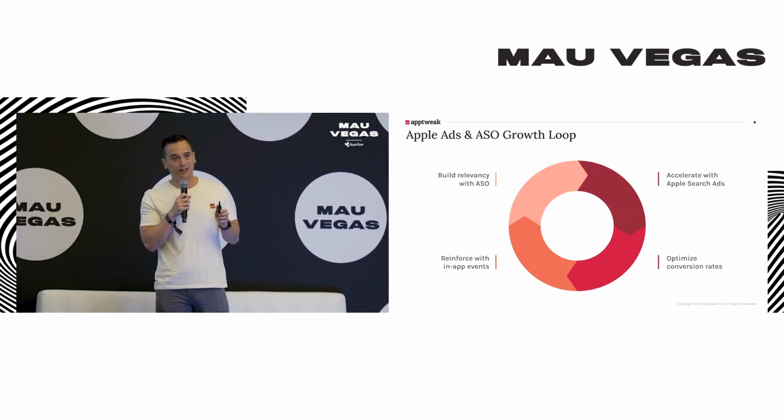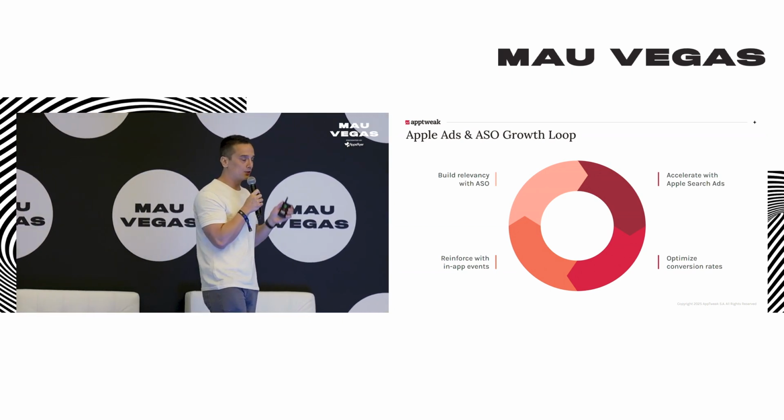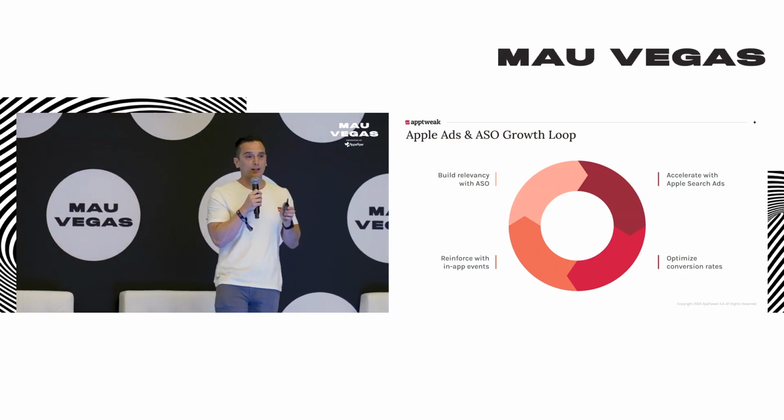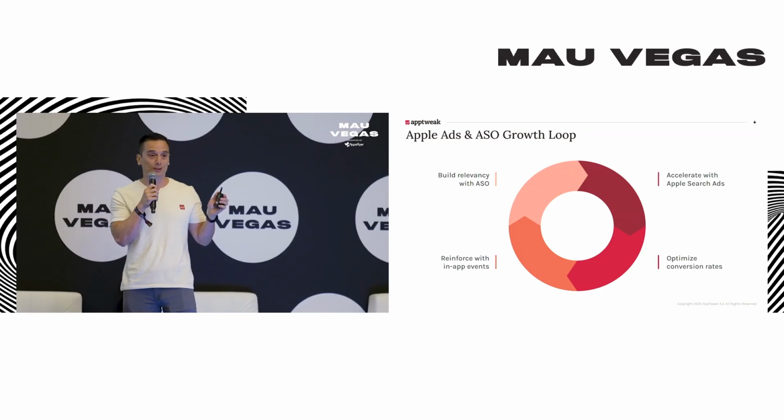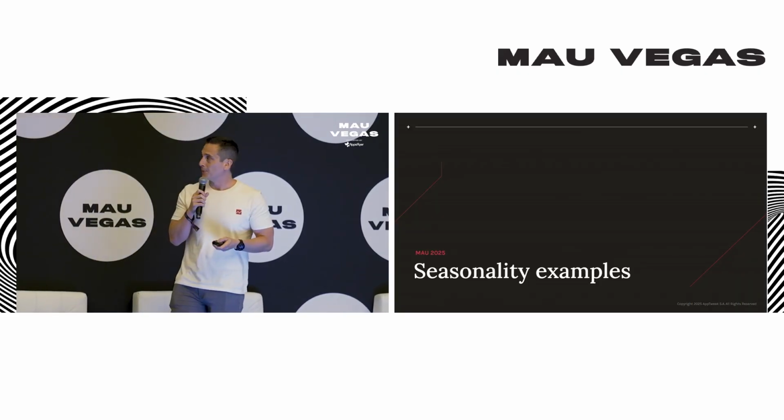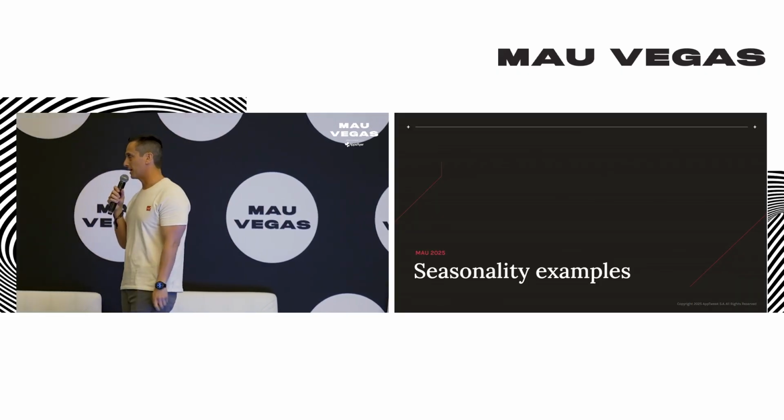Now, I can't promise that this will happen every time, but this is just one example of why your paid and organic team should be working together during peak seasonal times. And honestly, they should be working together all the time. Okay, so let's go over some successful seasonality examples.